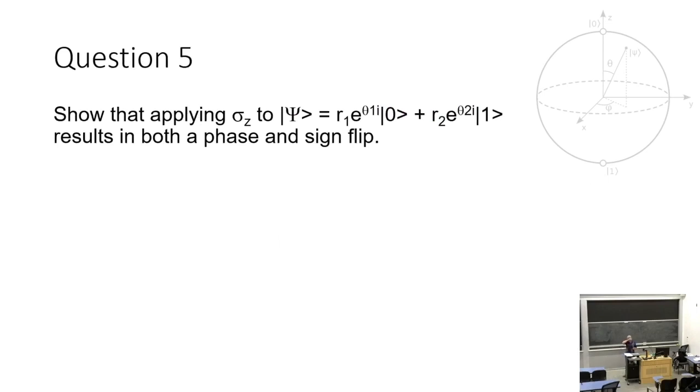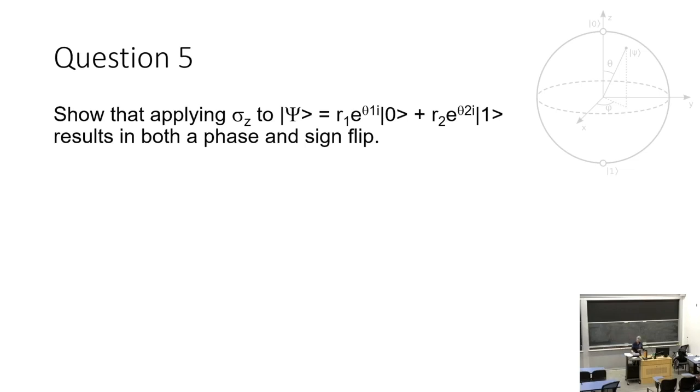All right, so let's do a problem. Show that applying the Z gate to this quantum state, which is expressed a little bit differently, as r1 e to the i theta 1 |0> plus r2 e to the i theta 2 |1>, results in both a phase flip and a sign flip. So how can I simplify this form of the expression? What can I do to see what the Z gate is doing to my quantum state?